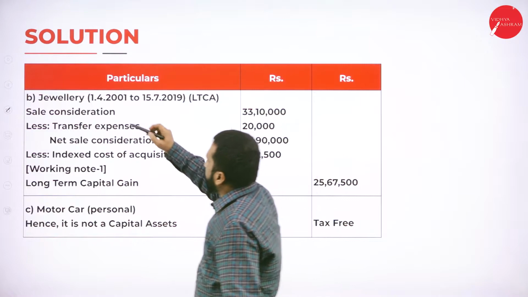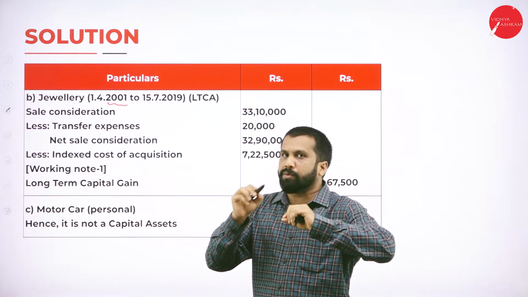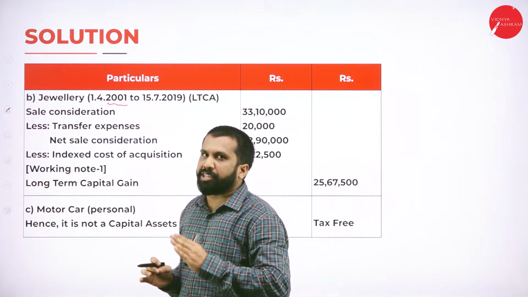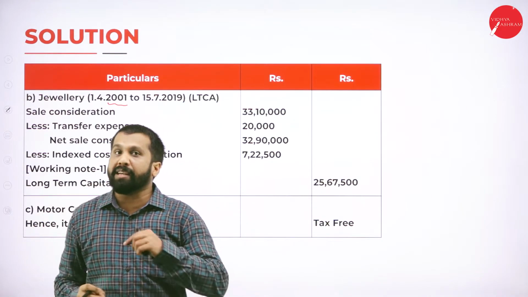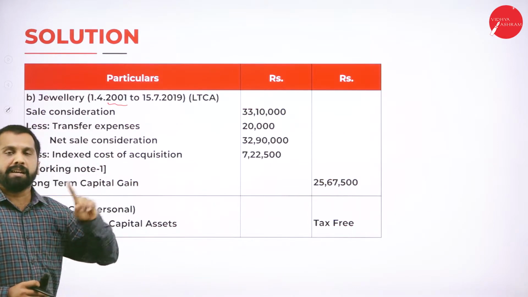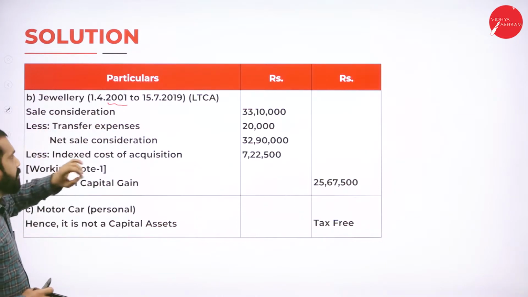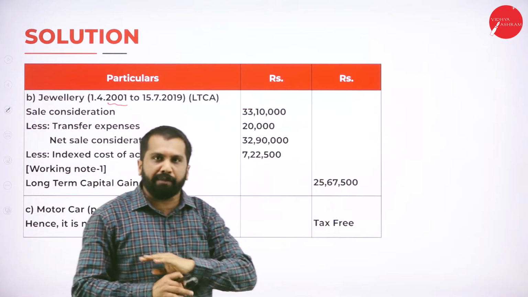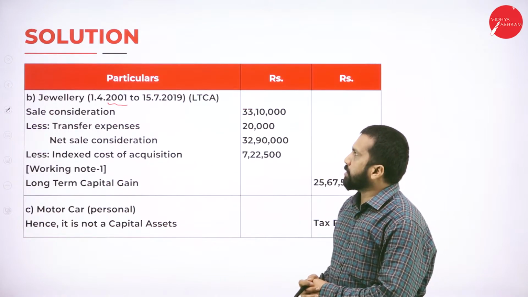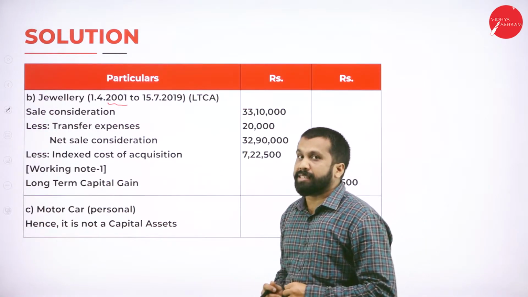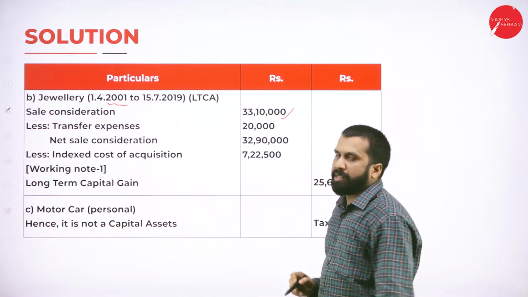Your jewelry. 2001 is the base year, even though it was purchased in 1976. As I told you, 2001 is the base. Any transaction that happened before 2001, we should consider as 2001 only. When it was purchased, 1976, but which year should we consider? Good. We should consider 2001 itself. Now, it is sold in 2019. So 2001 to 2019 means we consider it as long term. Sale consideration is 33,10,000.